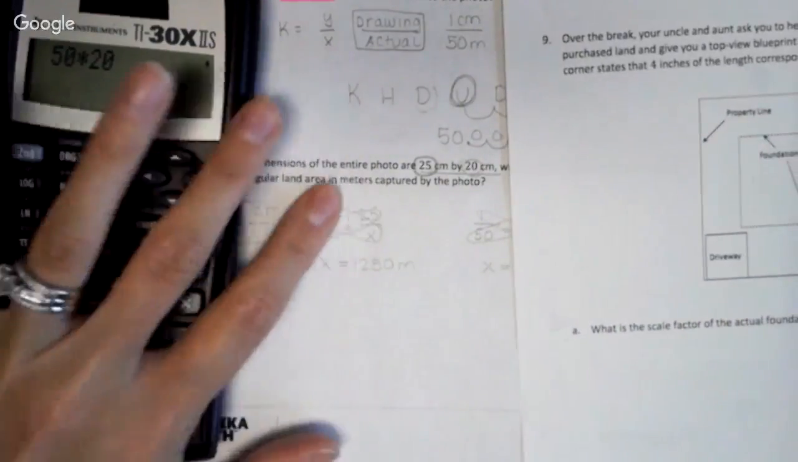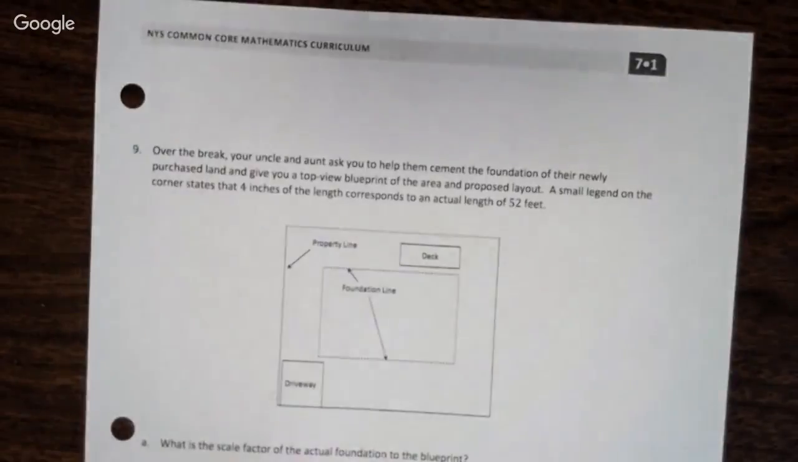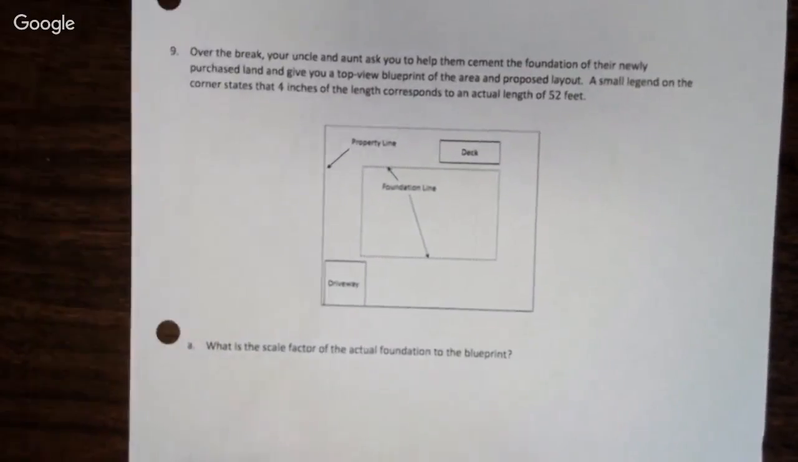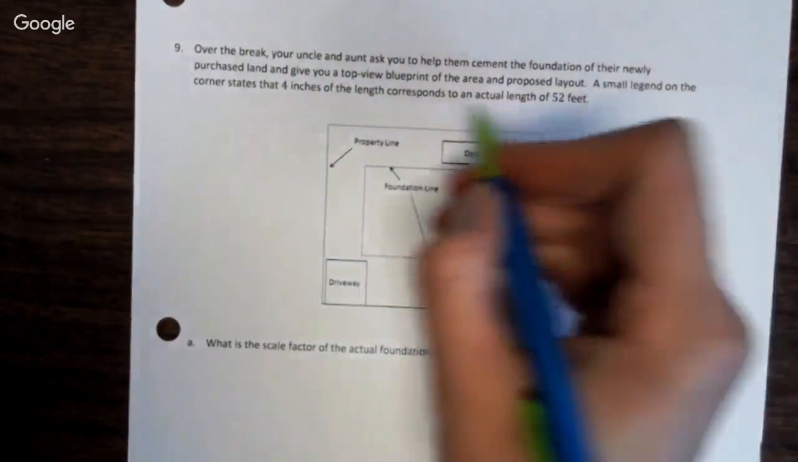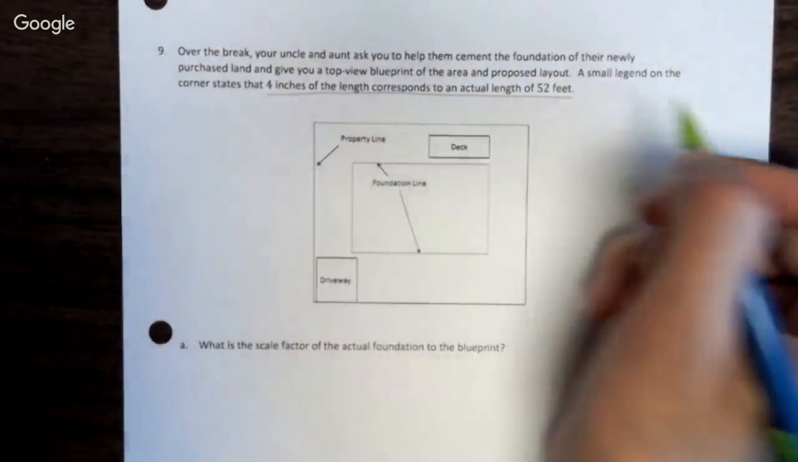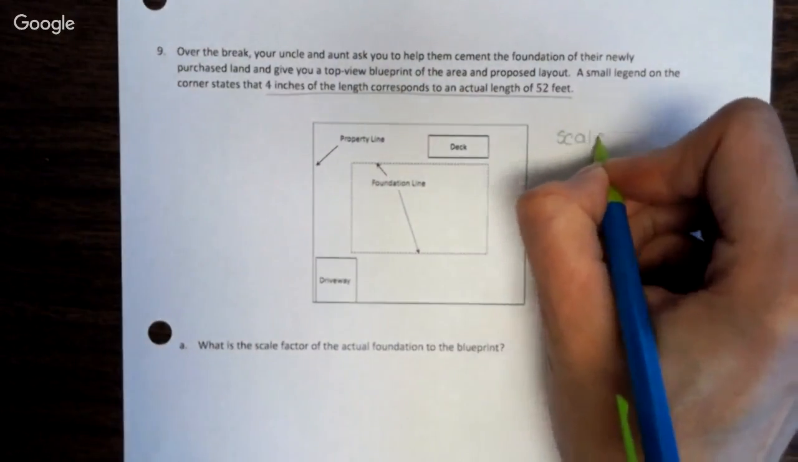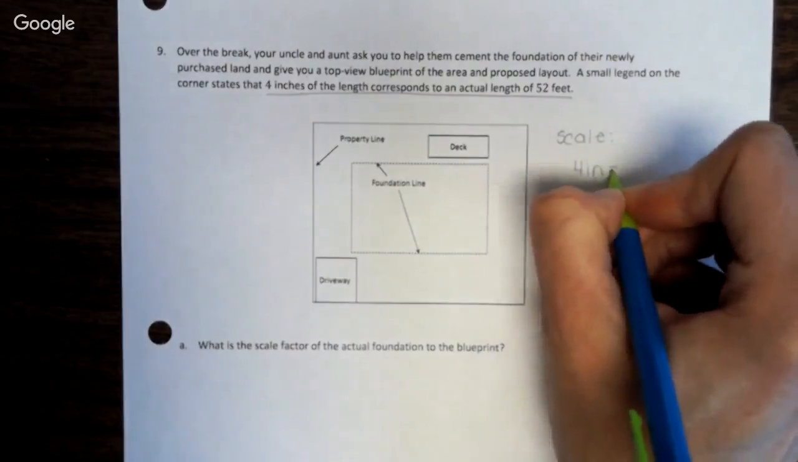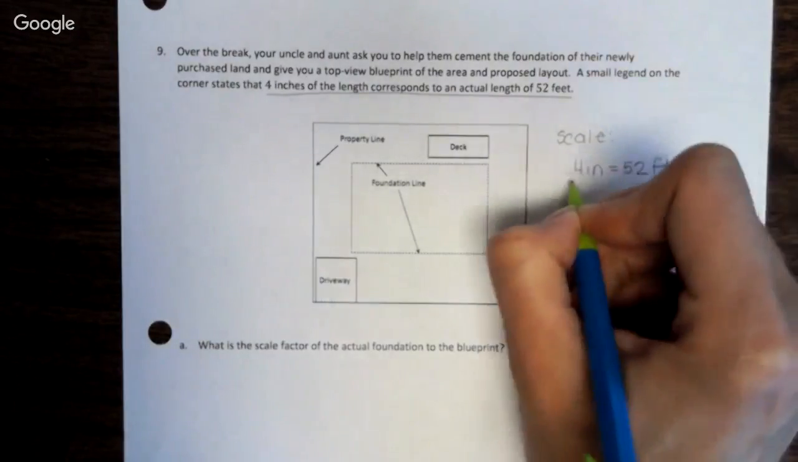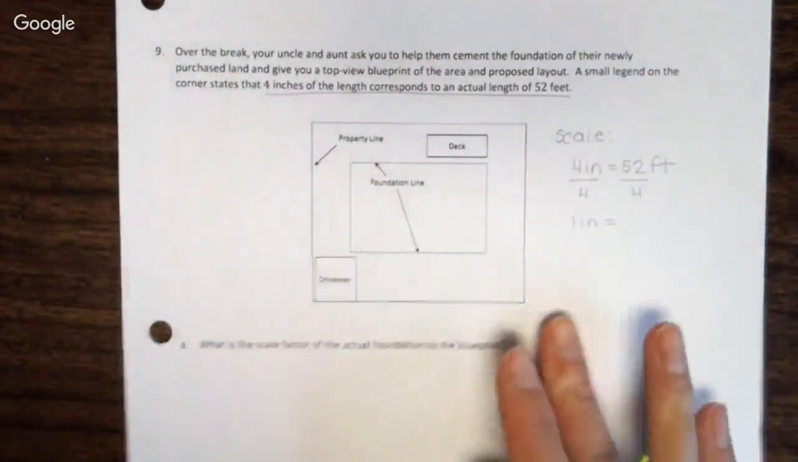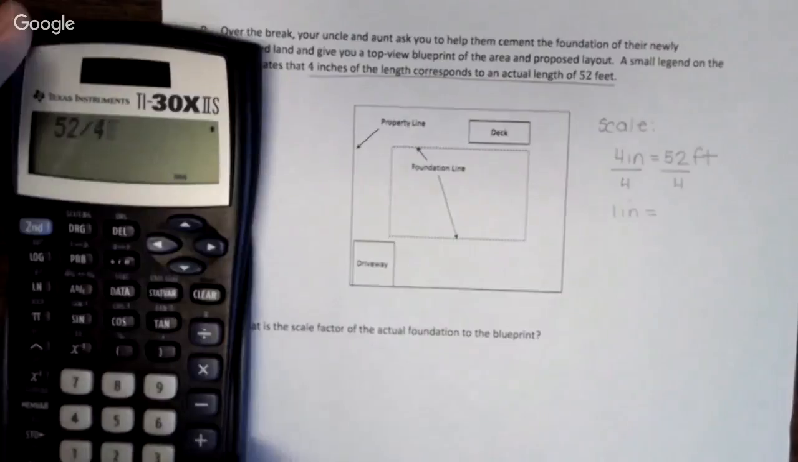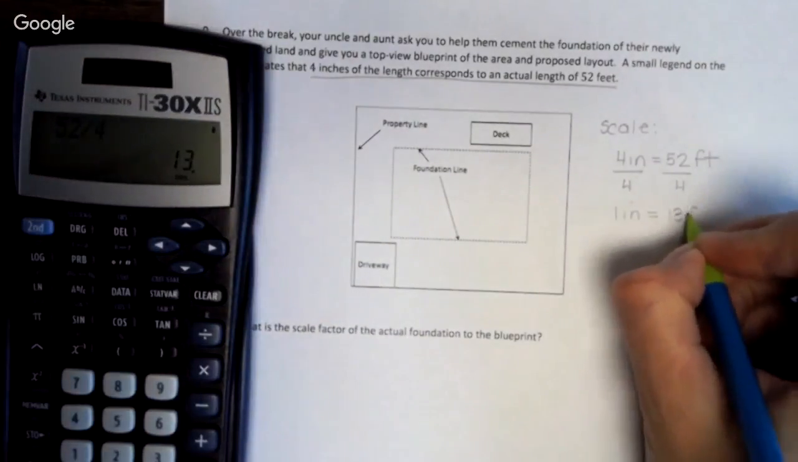Okay, I'm back. Last question, number 9. Over the break, your uncle and aunt ask you to help them with the cement foundation of their newly purchased land and give you a top view blueprint. A small legend says that 4 inches is 52 feet. So that's our scale. 4 inches is equal to 52 feet. Now I want to divide both sides by 4 because the scale should start with 1. So if you take your calculator, 52 divided by 4 is 13 feet.